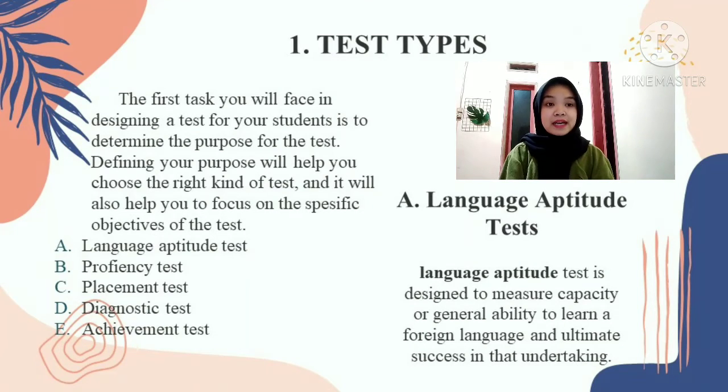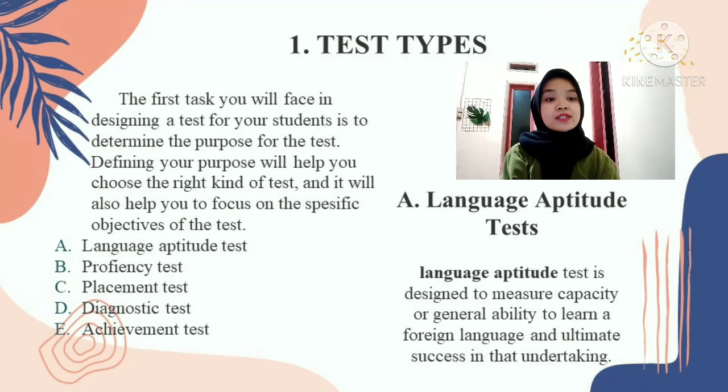Nah, di sini ada jenis-jenis tesnya, ada types of the test, ada 5. First is language aptitude test. Second is proficiency test. Third is placement test. Fourth, diagnostic test. And the last is achievement test. So let's get into the first type of test. First is language aptitude test.